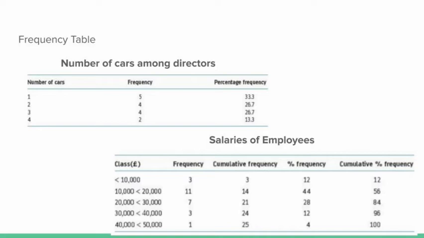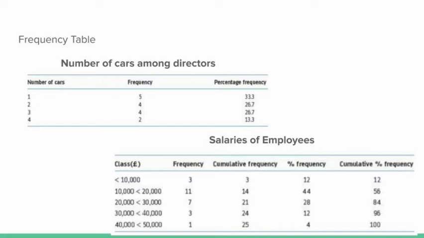On the second table, we have the frequency distribution of salaries of employees. It indicates how many employees have a salary of less than 10,000, and so on and so forth. You can also observe that they have equal range among these intervals. So we have 10,000.